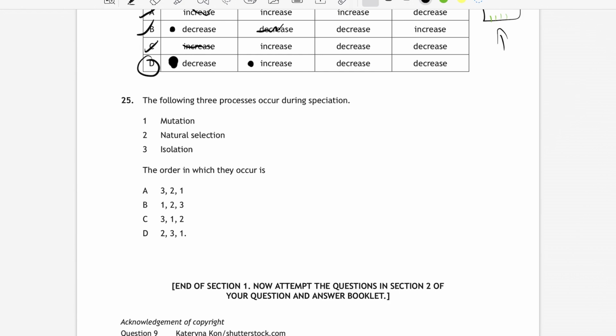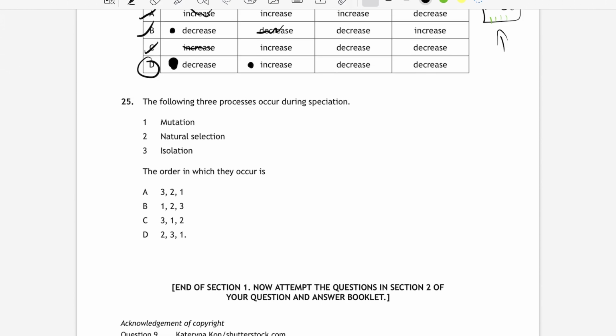And the last question for paper 1 is: the following 3 processes occur during speciation. We've got mutation, natural selection, and isolation. And the order in which they occur is what? So A, B, C, D. Pause the video, see how you get on. Okay, so we want to think about this one. So we've got mutation, natural selection, isolation, and we've got A, B, C, and D.